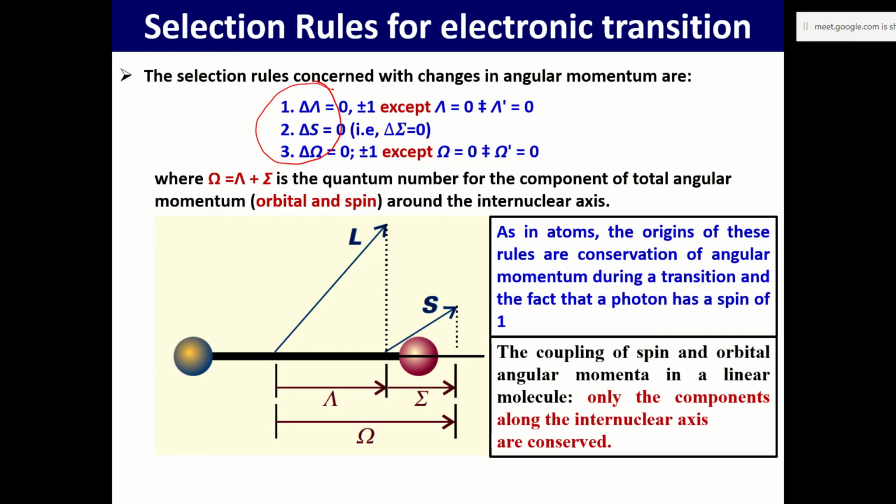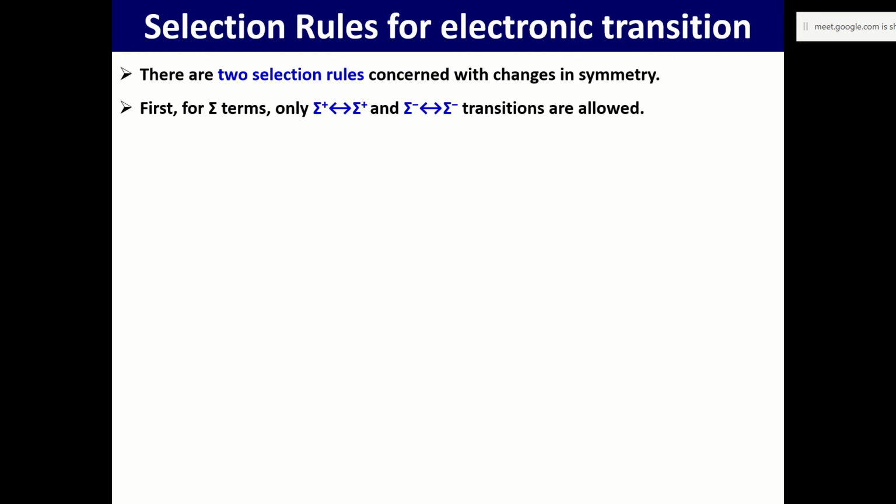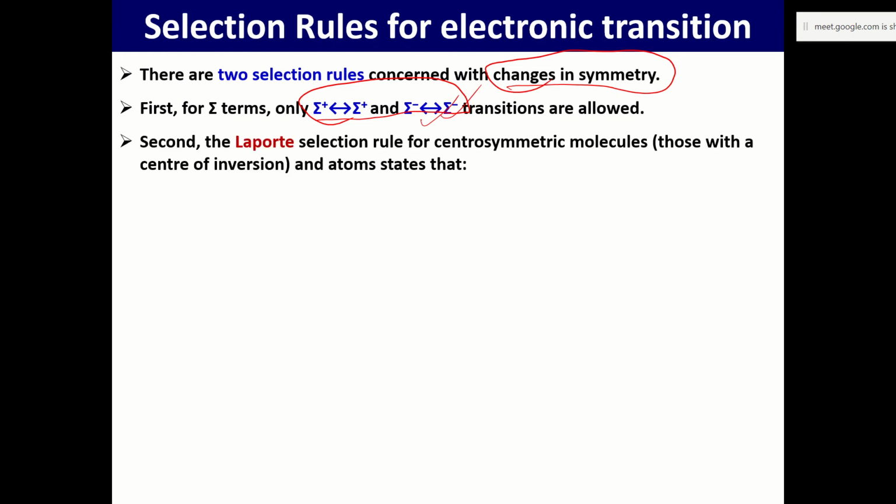We have already discussed this, and we have to make sure that the component of angular momentum along the internuclear axis is conserved. There are two more selection rules which concern changes in symmetry. If it involves sigma terms, we discussed in the last class that these are the valid transitions: sigma plus to sigma plus and sigma minus to sigma minus. This is because under reflection symmetry, the z component of the dipole moment operator remains unaffected and behaves as an even function, and that's why we have this rule.